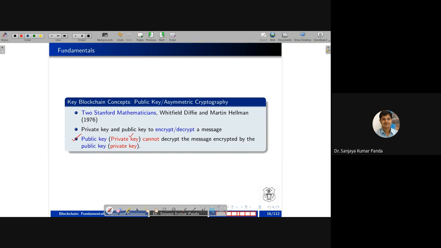I'll show you the code also in a later part of this talk, where you can see how to generate such keys by writing a very simple code in the Python environment.